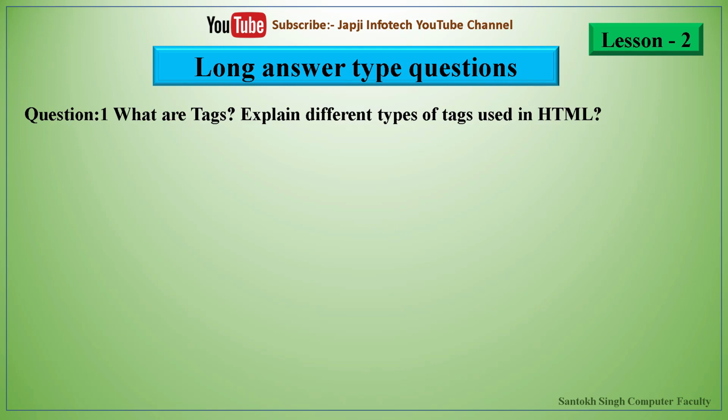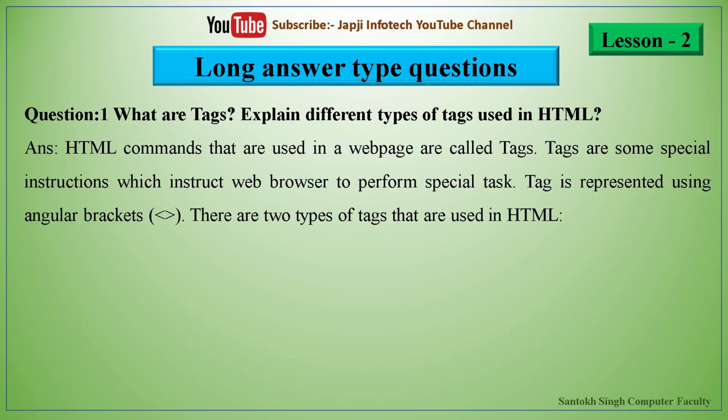So now we will learn about long answer tag questions. And our first question is: what are tags? Explain different types of tags used in HTML. So HTML commands that are used in a web page are called tags. Tags are special instructions which instruct the web browser to perform special tasks. A tag is represented using angle brackets.